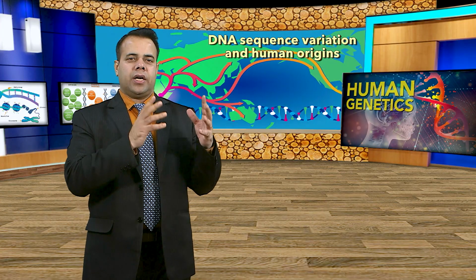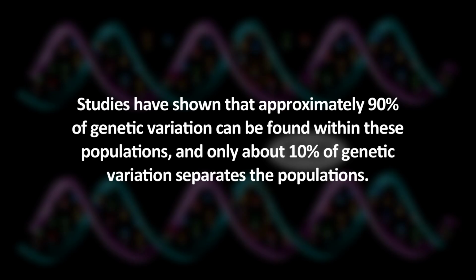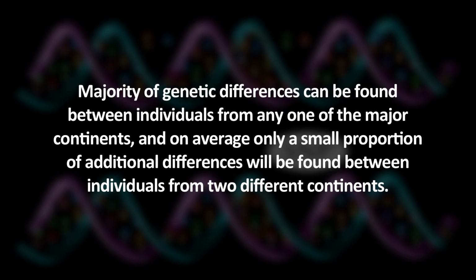Human populations can be defined along geographic, political, linguistic, religious, or ethnic boundaries. Using a common definition that groups populations into major continents, Africa, Asia, Europe, and North and South America, many studies have shown that approximately 90% of genetic variation can be found within these populations, and only about 10% of genetic variation separates the populations.